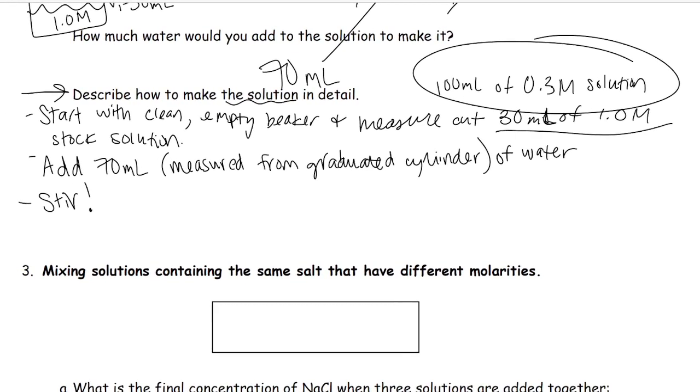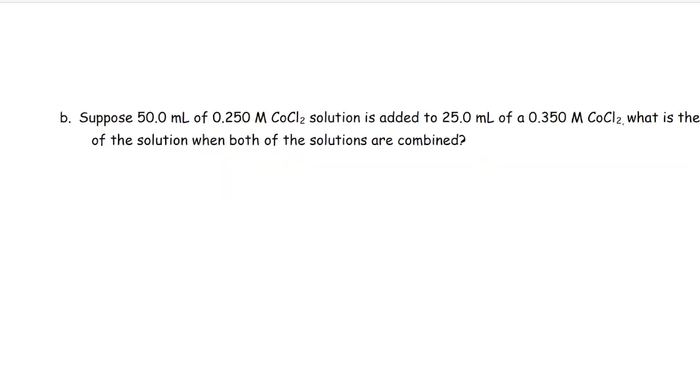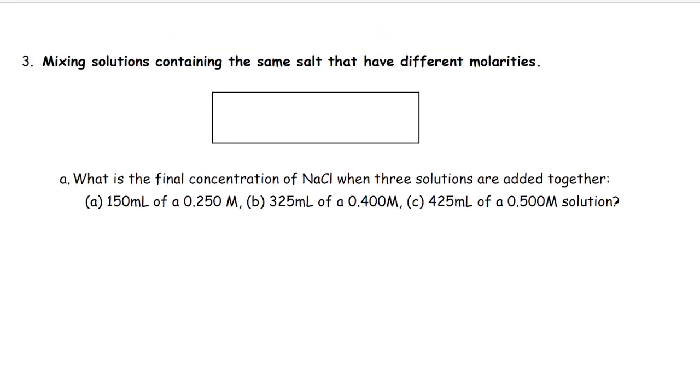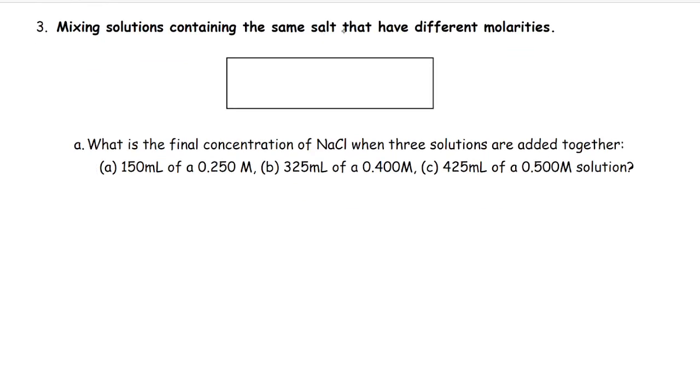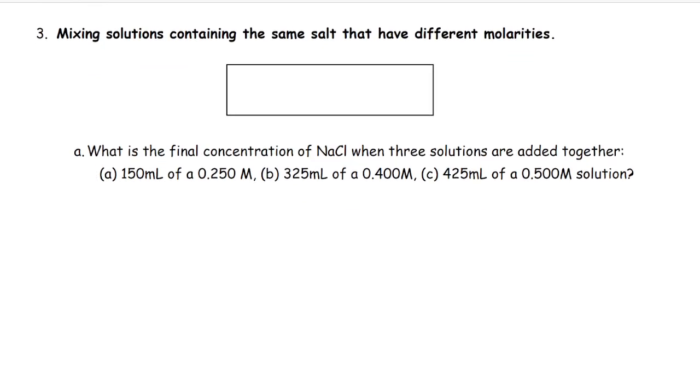And then the last thing that we're going to do is talk about mixing solutions that contain the same salt, meaning the same solute, and have different molarities. If they have different molarities, you need to take into account the amount of that solution at that concentration. So I'm going to skip giving you this at first just so that you can see what it's like in practice. So a question that I could ask you is something like, what is the final concentration of sodium chloride when 3 solutions are added together?